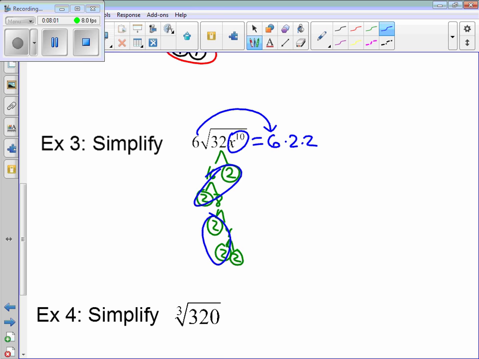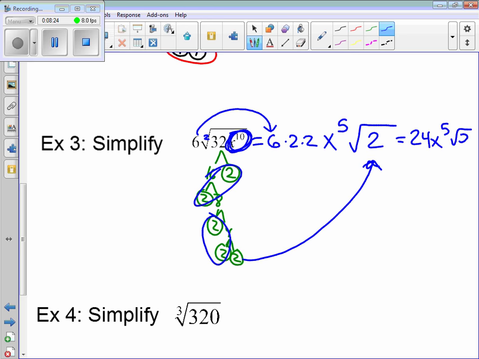x to the 5th. And then square root, what's left over? All the x's got used up because there's 5 pairs of them. We need pairs for the square root, and the only thing that's left over is a 2 that will stay underneath. So 6 times 2 is 12, times 2 is 24. x to the 5th, square root of 2. Doesn't look more simple, but it is.